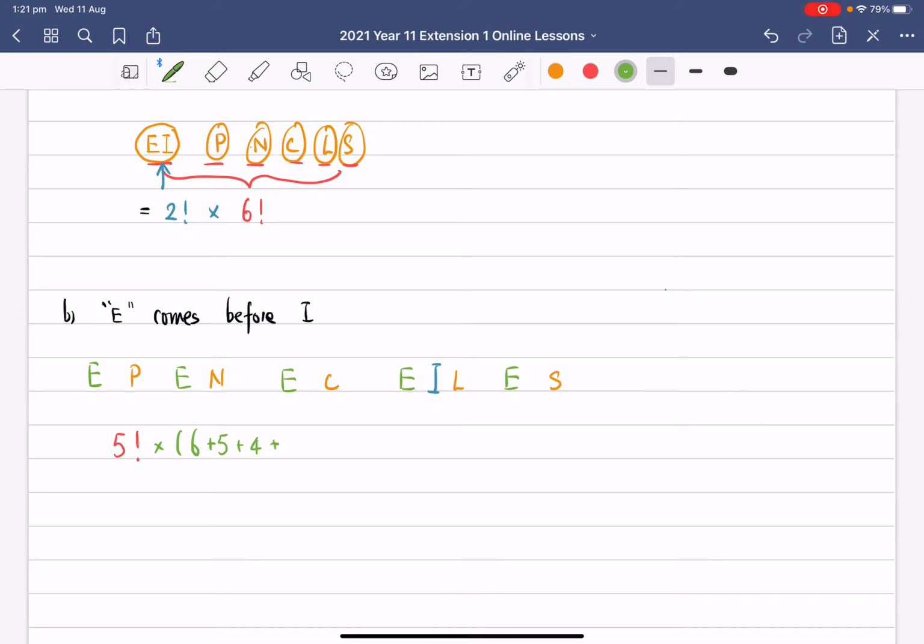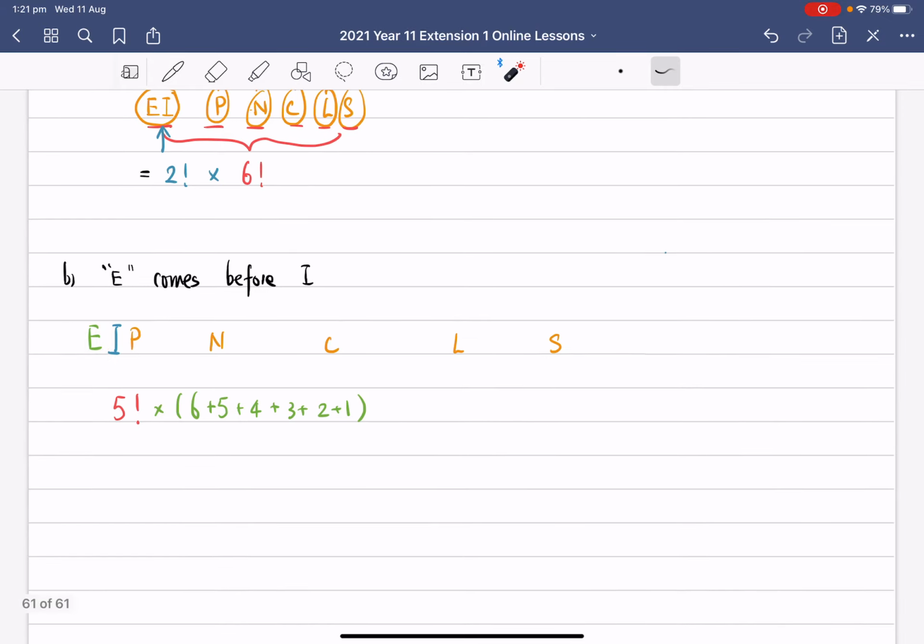So if we continue the process, we're going plus 2, plus 3, plus 2, plus 1. Because eventually you can have the I placed here. If I is here, then you can't have E anywhere else apart from just one position that's just before I. And that is just 1. All right, so therefore, this represents the total possible ways to have E that comes before I.